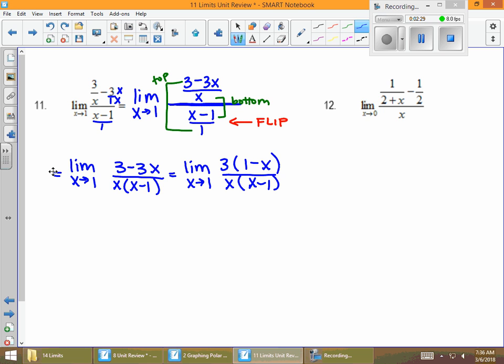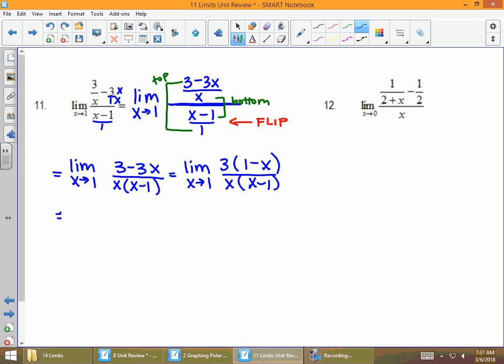Okay, here's a situation where it's really tempting to cheat, but don't do it. Right now, we are not in a position to cancel our 1 minus x and our x minus 1, because they're not exactly the same. Canceling is fancy division. So when we cancel, we have to have exactly the same term on top as we do on the bottom. That's not the case here yet.